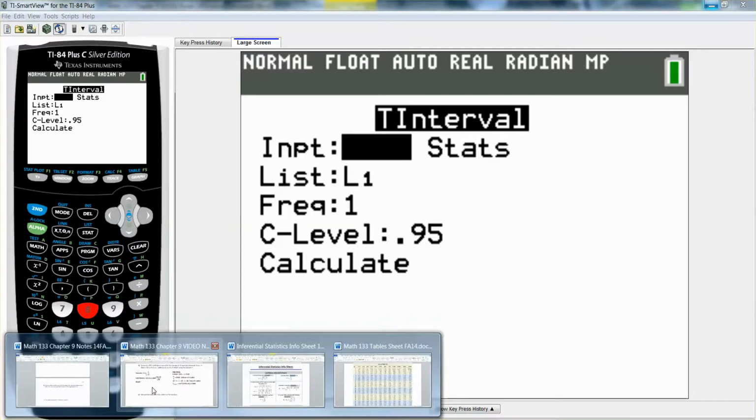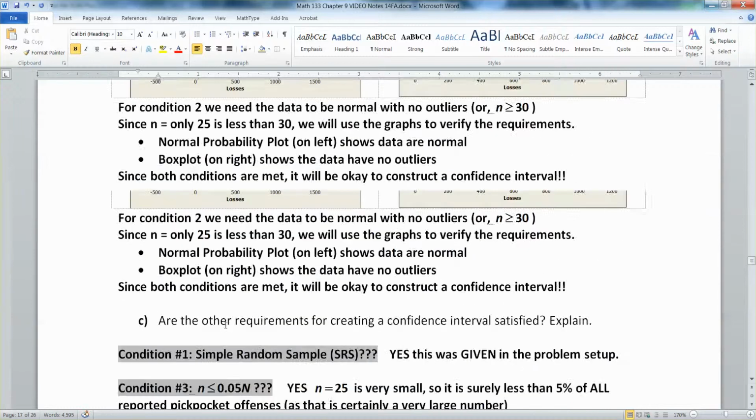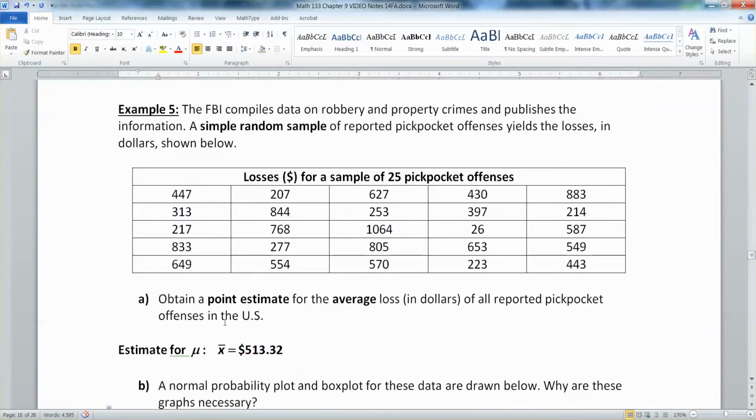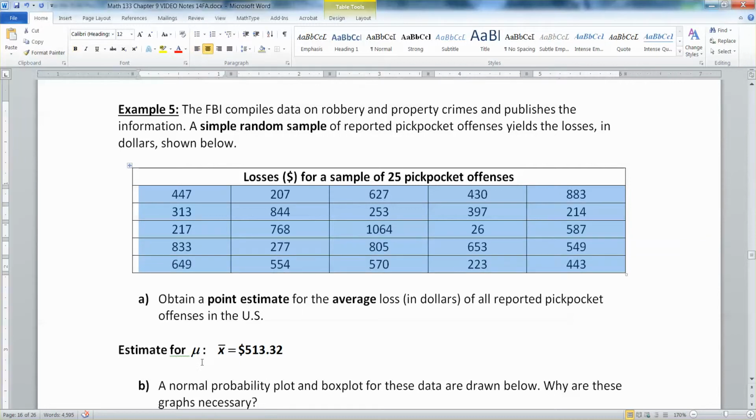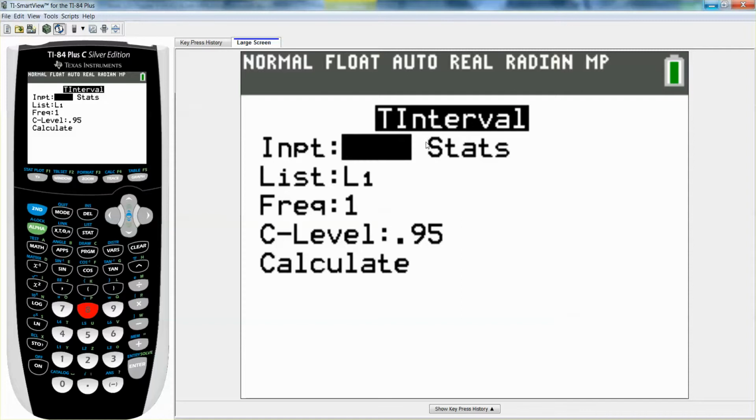When I go to my notes, if I had a data set that I entered into L1, then I would say I have data. Oh, but I do. I entered this data set in L1, did I not? Therefore, I would select data for this one. So data is the one you choose when you have a raw data set. So L1 was where my data was located. Frequency, we always leave at 1. Changing that is a more advanced option that we don't work with in this course.